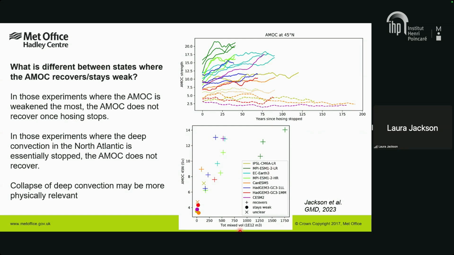But it's not just about the AMOC. So we also looked at this plot at the bottom, which shows on the x-axis the total mixed volume of deep convection. And these 4 circles in the bottom left-hand corner are the experiments where the AMOC doesn't recover. So you can see not only do they have a weak AMOC once the hosing stops, but they basically switched off that deep convection. And that may be more physically relevant than the actual strength of the AMOC.